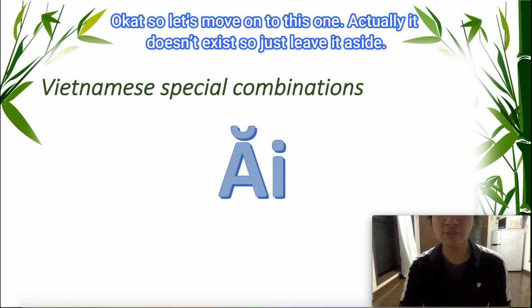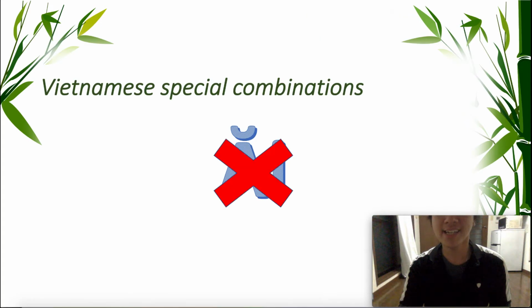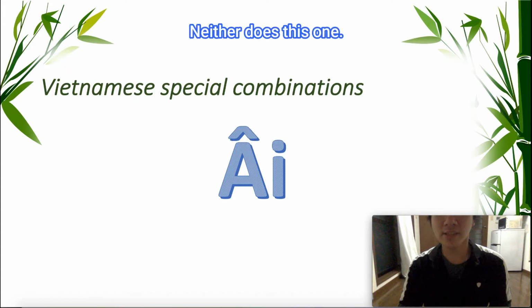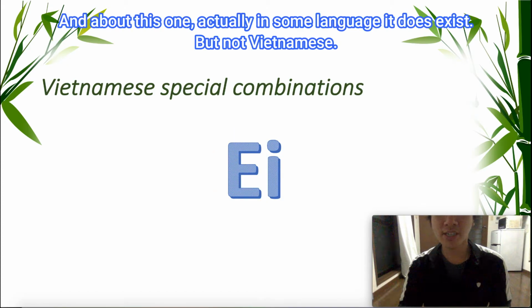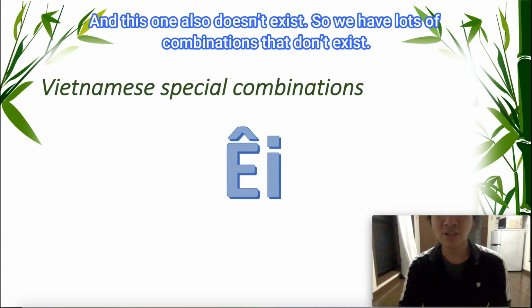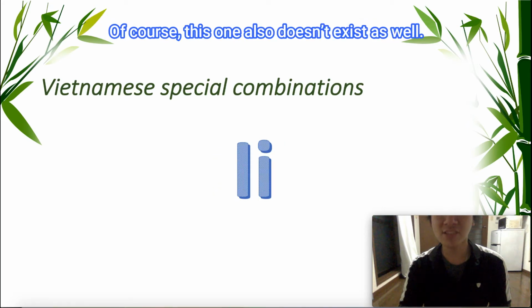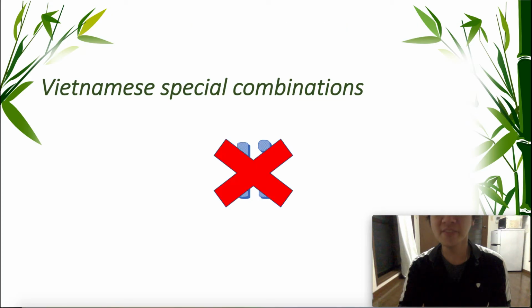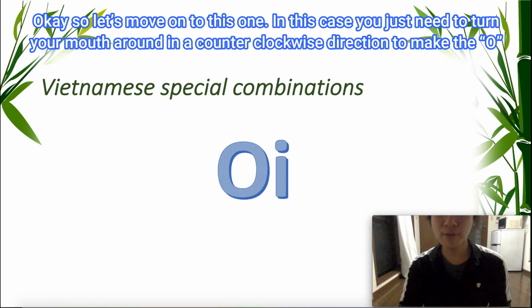Okay, so let's move on to this one. Actually, it doesn't exist, so just leave it aside. Neither does this one. And about this one, actually in some language it does exist, but not Vietnamese. And this one also doesn't exist. So we have lots of combinations that don't exist. Of course, this one also doesn't exist as well. Okay, so let's move on to this one.